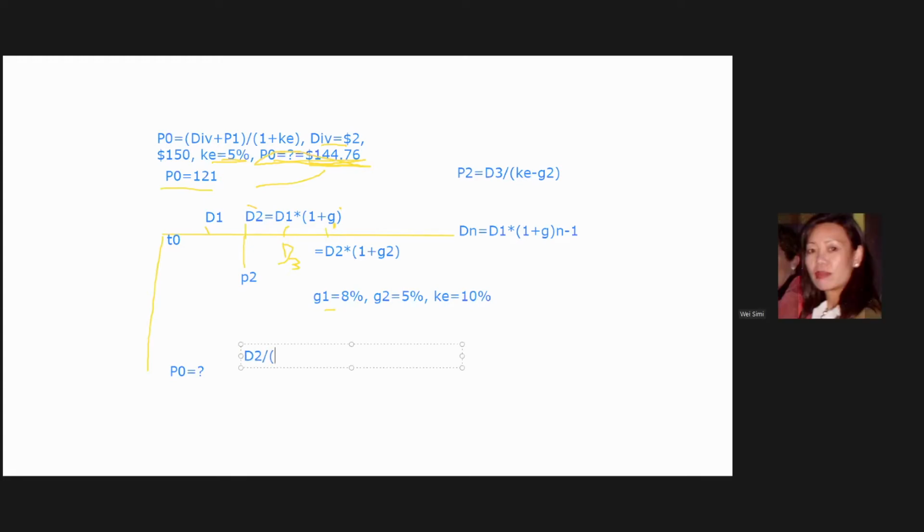KE minus G1. Okay. Yeah. What's this story though? What I mean is, that means part of P0, part of the pizza. But what is it coming from? This is what I mean. Okay, go ahead, you finish it. Then I do another part, and you finish it.